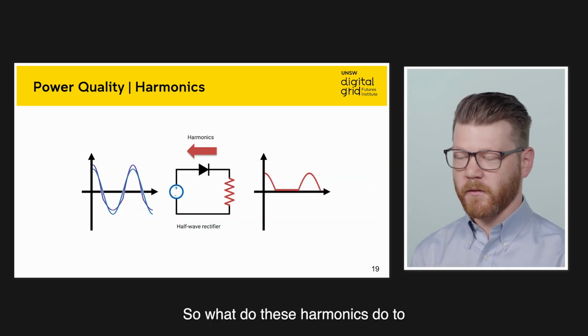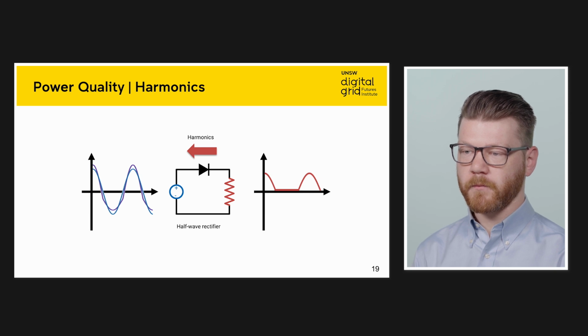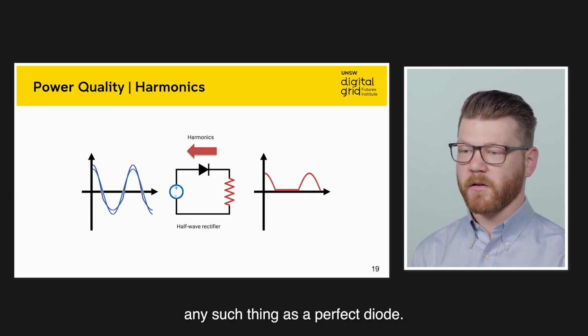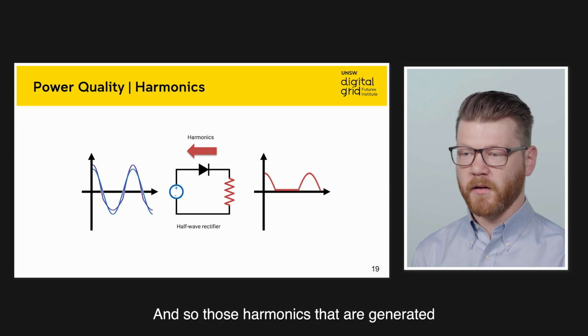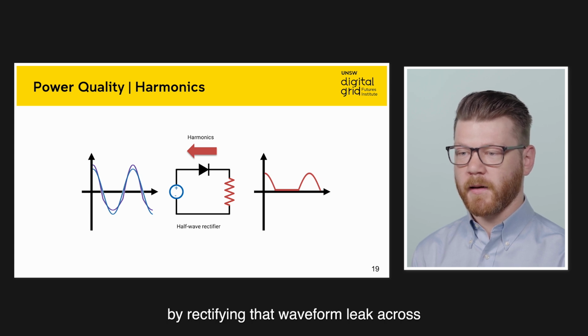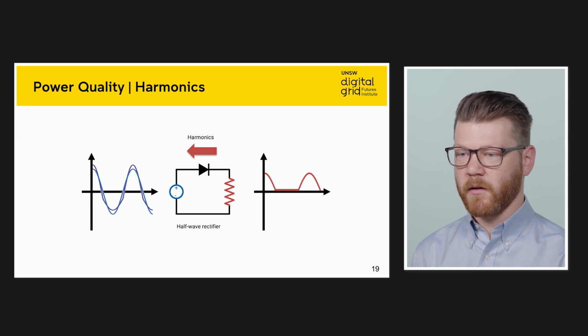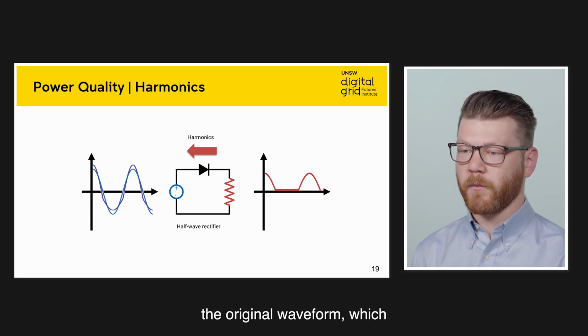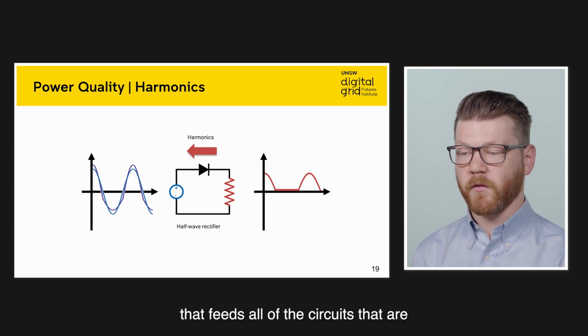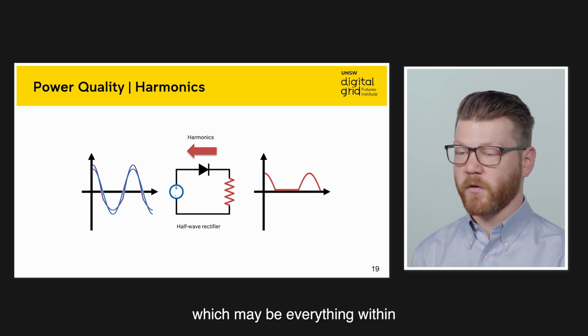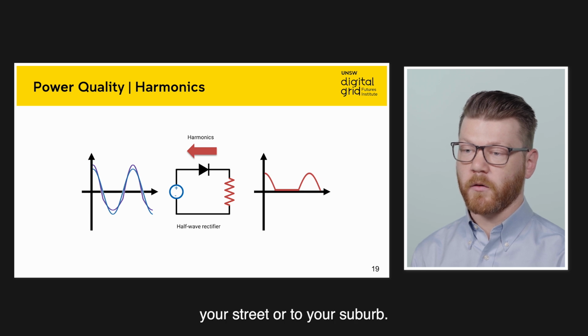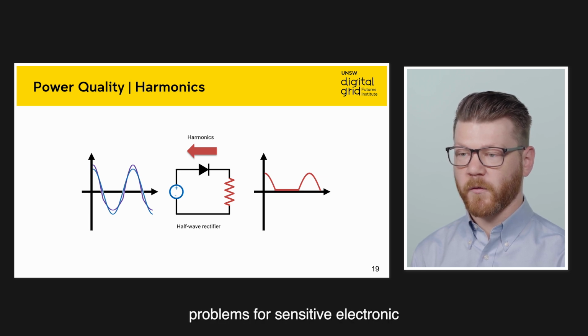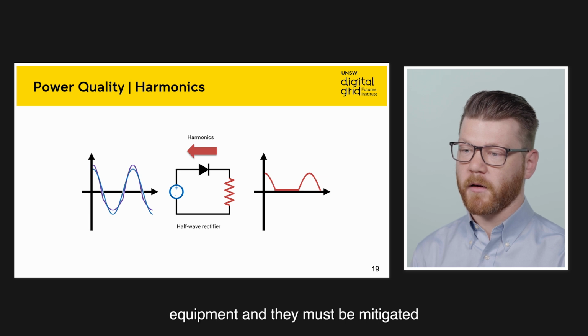So what do these harmonics do to our grid, and why are they a problem? Well, in the real world, we don't have any such thing as a perfect diode. And so those harmonics that are generated by rectifying that waveform leak across that diode and end up back in our grid. And they distort the shape of the original waveform, which I've shown on the left there. We can see that the sinusoid is no longer a perfect sinusoid. And remember, this is the same waveform that feeds all of the circuits that are connected to this particular source, which may be everything within your house, but it could also be everything that's connected to your street or to your suburb. And so harmonics create big problems for sensitive electronic equipment, and they must be mitigated through filtering or management.